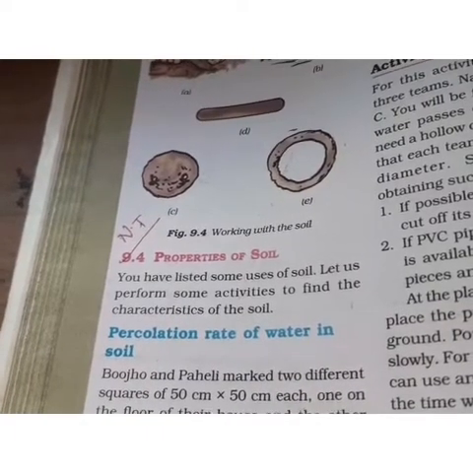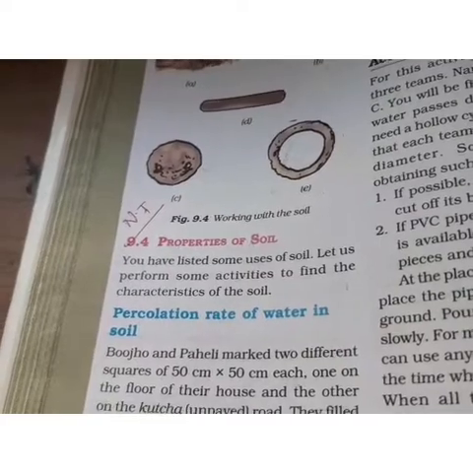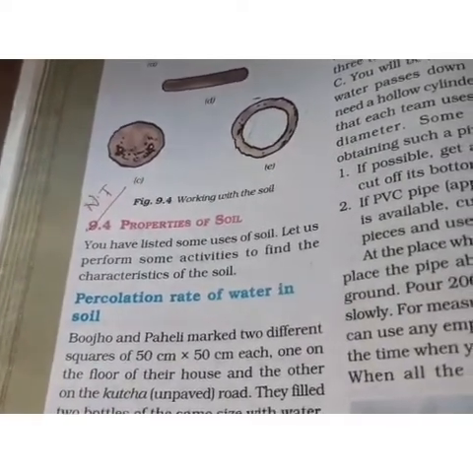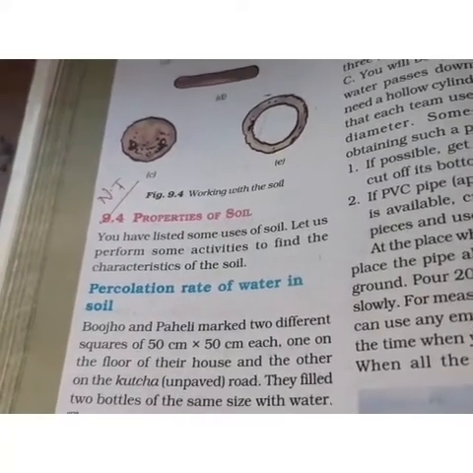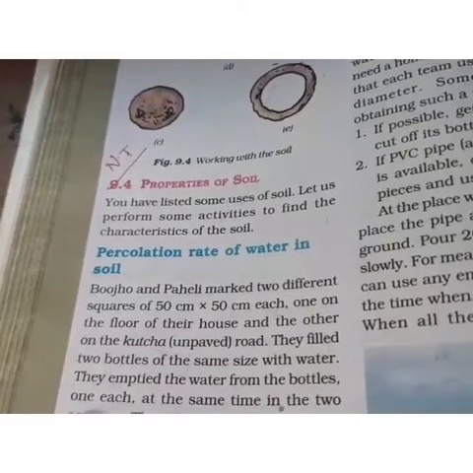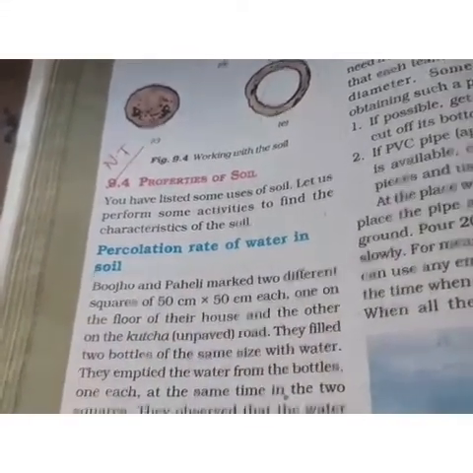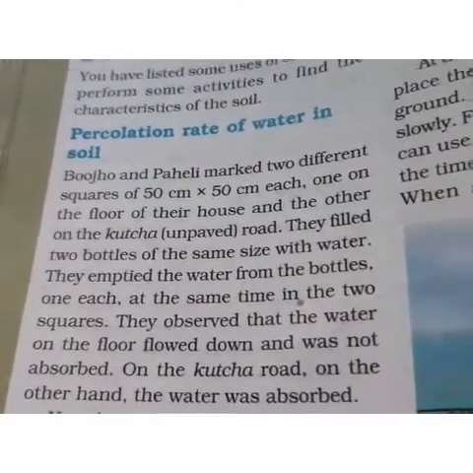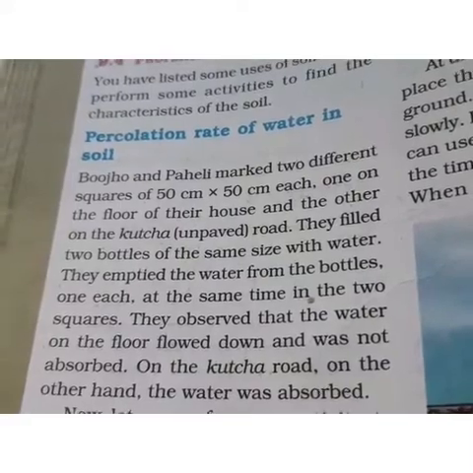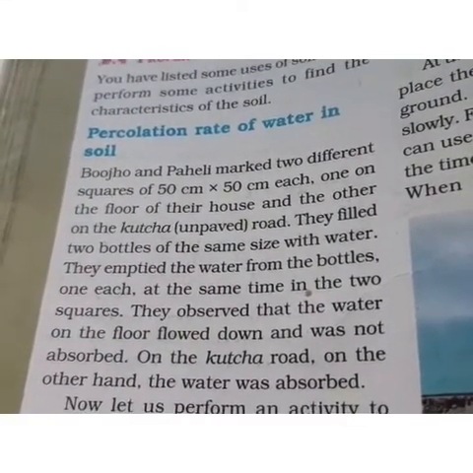Now here we are going to perform some of the activities. At least we are not going to perform them, but I am just going to explain the activities, which show the different properties of the soil, through which we can find out certain properties that exist in the soil. First is the percolation rate of water in the soil. Bujo and Paheli marked two different squares of 50 by 50 centimeters each, one on the floor of their house and the other on the kacha or unpaved road.